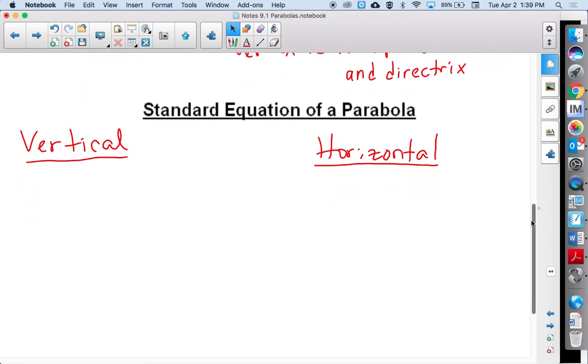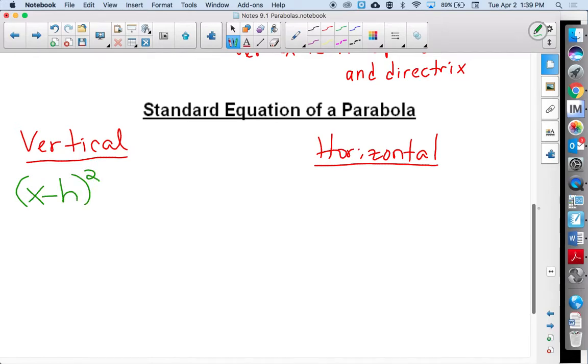So Brandon, all of the graphs that we've done for parabolas have been vertical. What term is squared if you have a vertical parabola? X. So when we write our standard equation, we are going to have that x minus h squared, which is the typical form that we've had for parabolas. However, it's not going to be equal to y. Instead, it's going to be equal to 4p times y minus k.